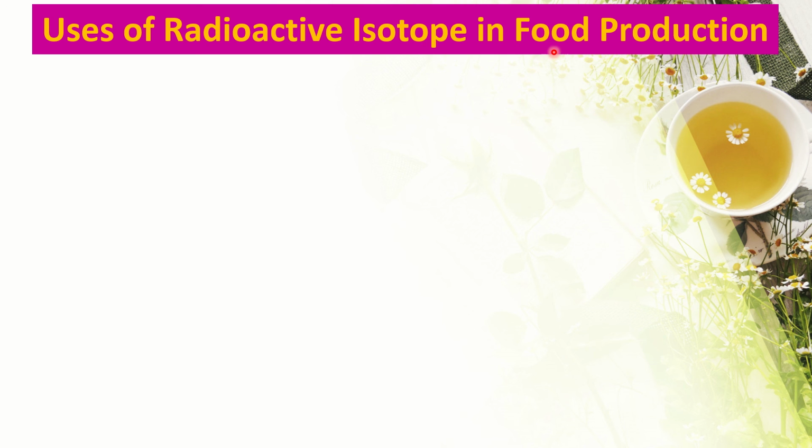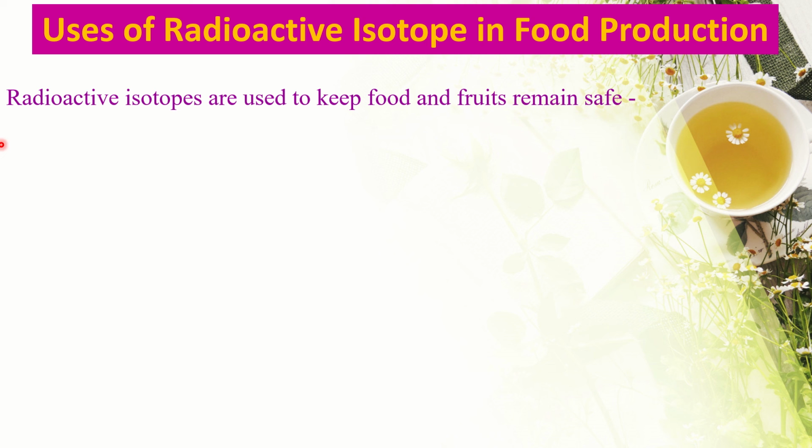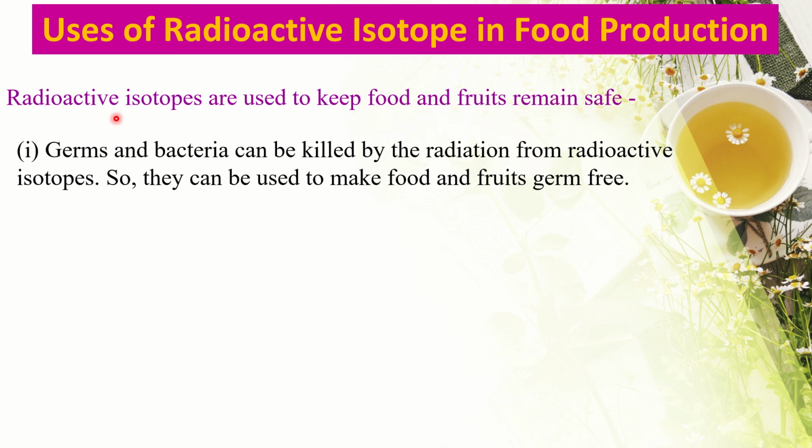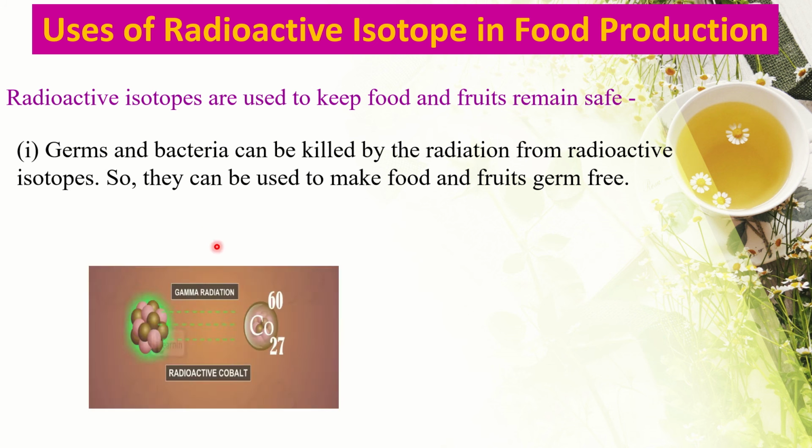Uses of radioactive isotope in food production. Radioactive isotopes are used to keep food and fruits safe. Germs and bacteria can be killed by the radiation from radioactive isotopes. So, they can be used to make food and fruits germ-free. The radiation from the radioactive isotopes can kill the germs and bacteria of food materials and keep the food and fruits germ-free.